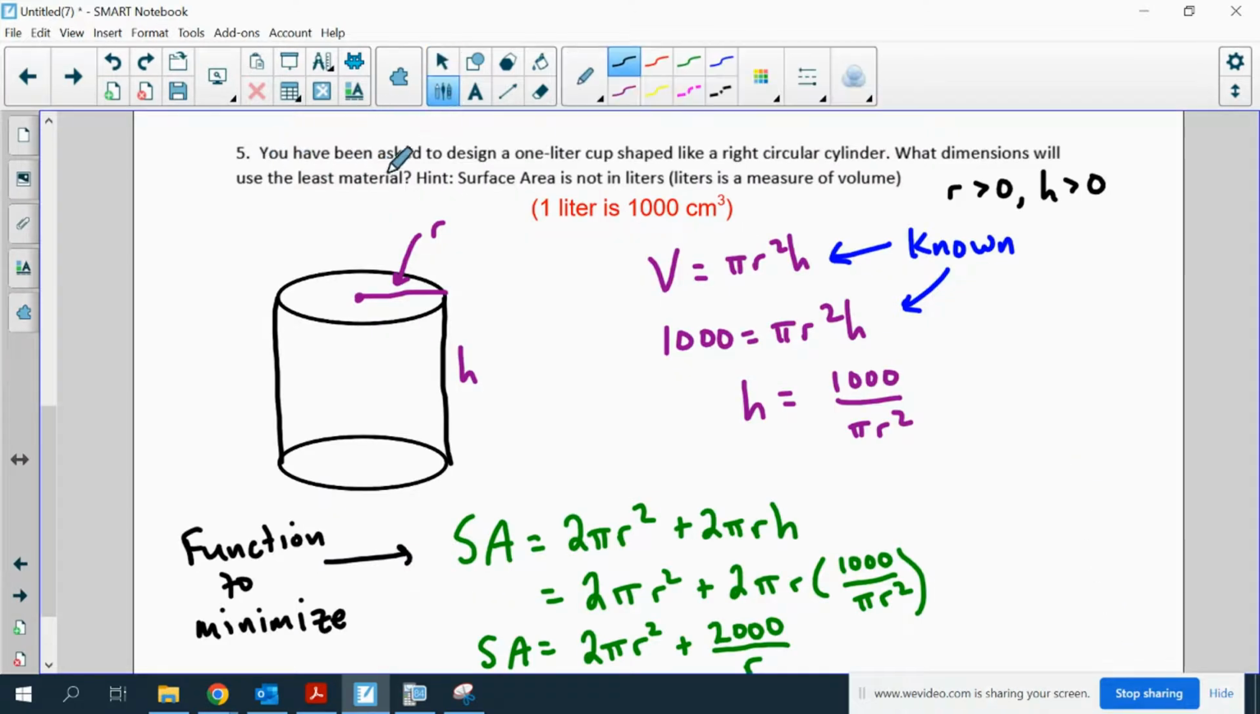Problem 5, we've been asked to design a 1-liter cup shaped like a right circular cylinder. What dimensions will use the least amount of material? And we're told that surface area is not a liter unit. Liters are units of volume. And then if we don't know this from our metric stuff in science, we can look up and see that a liter is 1,000 cubic centimeters.